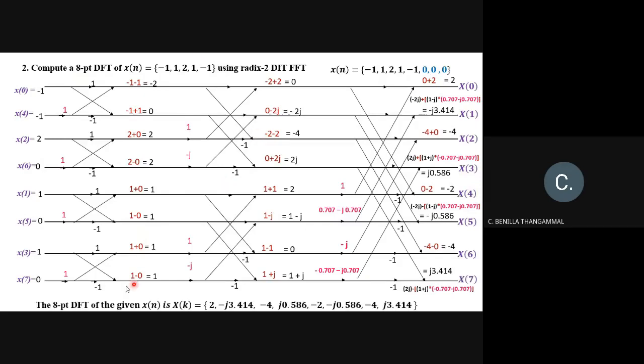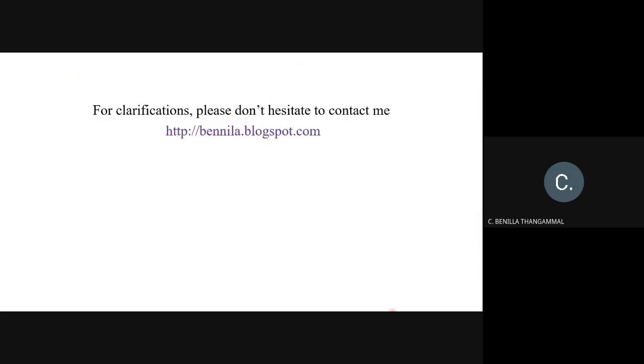Same procedure here. So it's 2 minus j 3.414, minus 4, j 0.586, minus 2, j 0.586, minus 4, j 3.414.